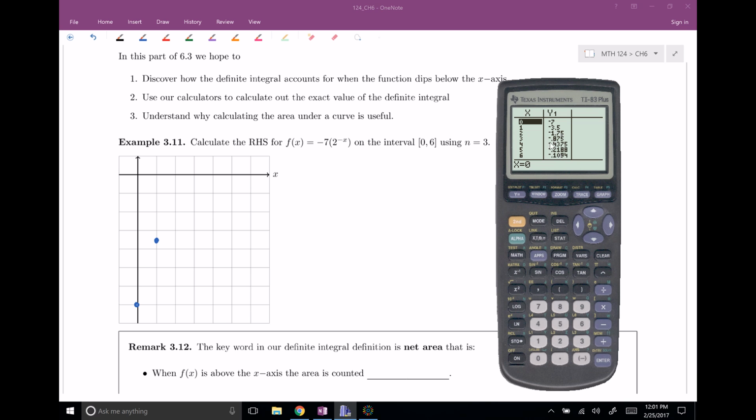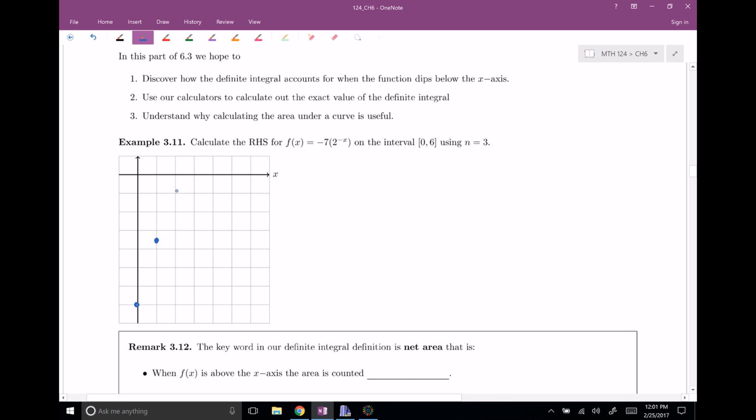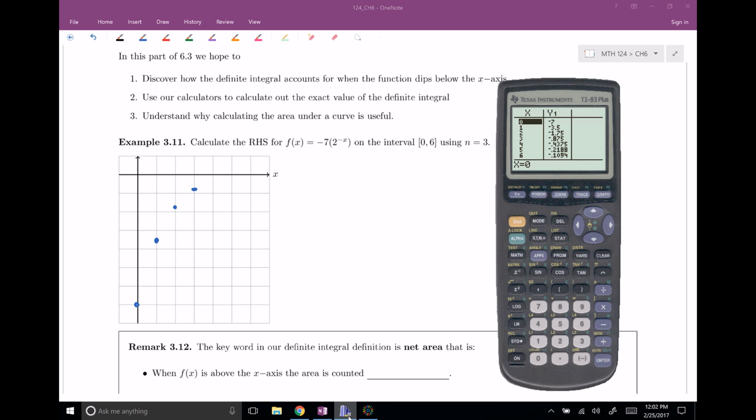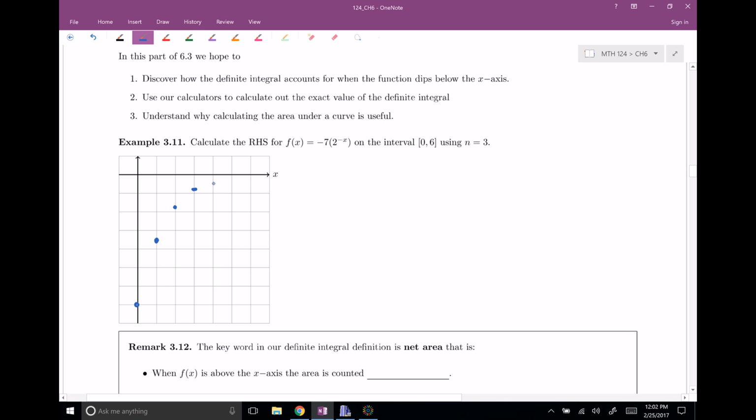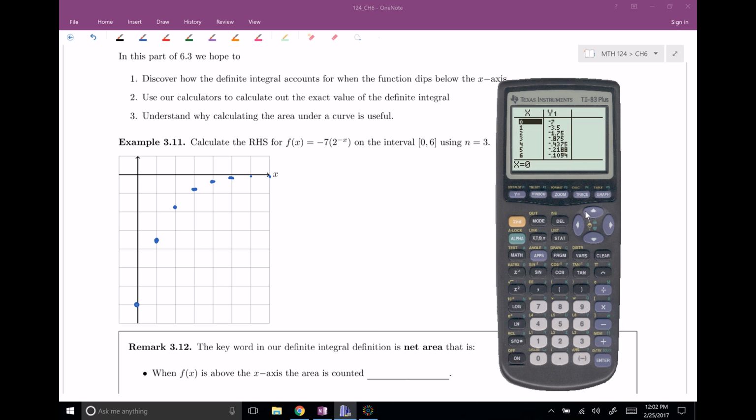Then negative 1.75, and then negative 0.875. Then negative 0.4375, a little bit less than a half, then negative 0.2 something. And this is getting very close to 0, but on the negative side. It never quite makes it there. So that's up to 6. I actually sketched 7 as well. So again, very close to 0, but on the negative side.